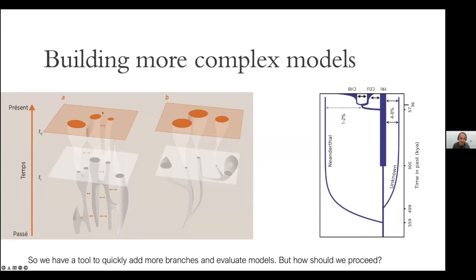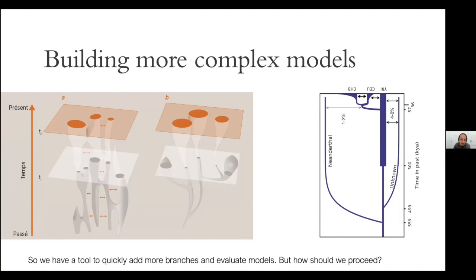So if I go back to my initial question of going between these two models, I took this very simple expansion model here, and I added one branch here with admixture. So I'm still kind of far from here. So how can we do this?